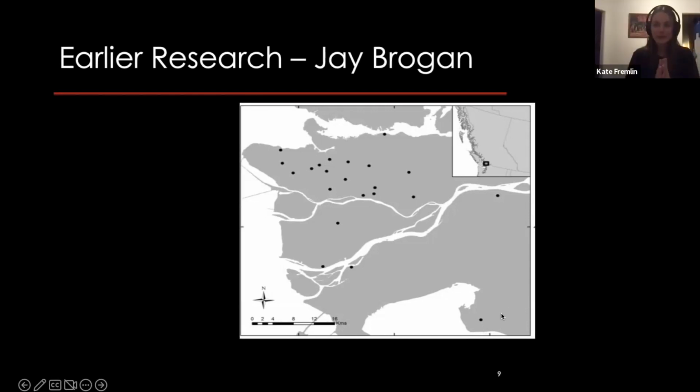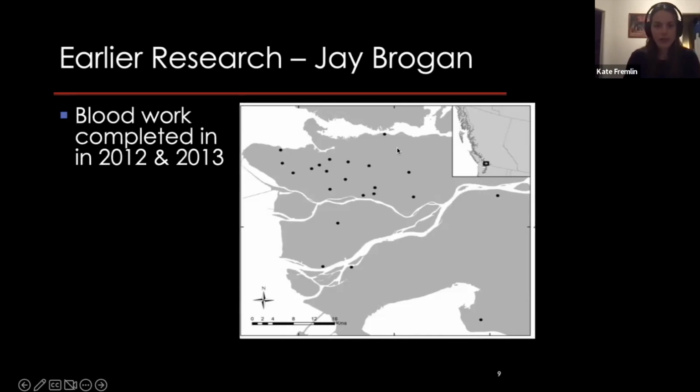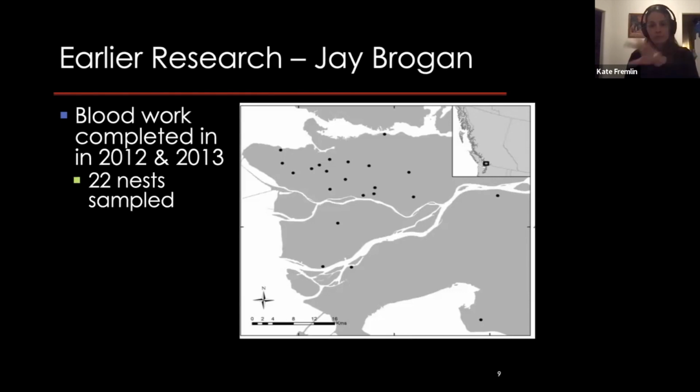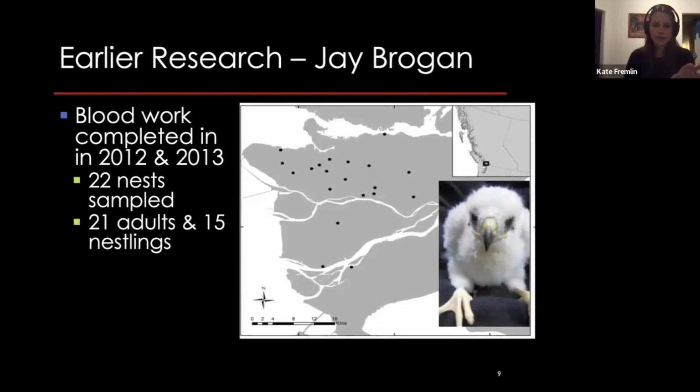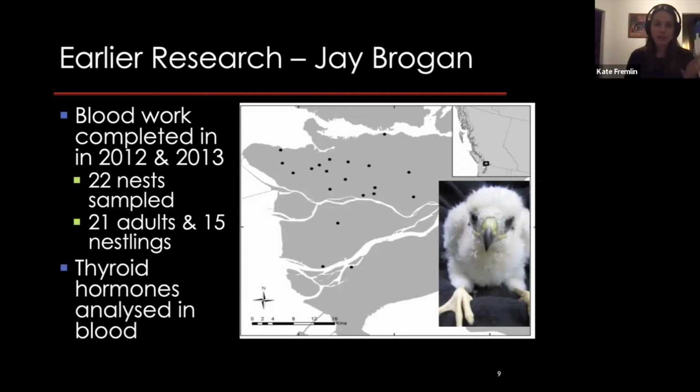So Jay Brogan was a previous student of John's, and these were all of the nest sites that he investigated across Metro Vancouver, all these little black dots. And he did blood work on Cooper's hawks in 2012 and 2013. And so he sampled 22 nest sites, and these are very similar nest sites that I then went to for my research. And so for his work, he collected 21 adults and 15 nestlings and collected a blood sample from each of them, and then looked at thyroid hormones and chemical concentrations in the blood here.